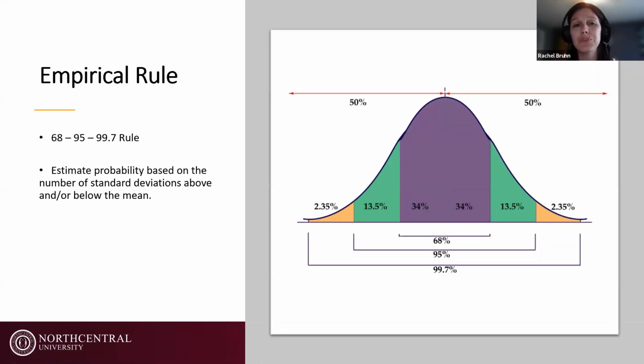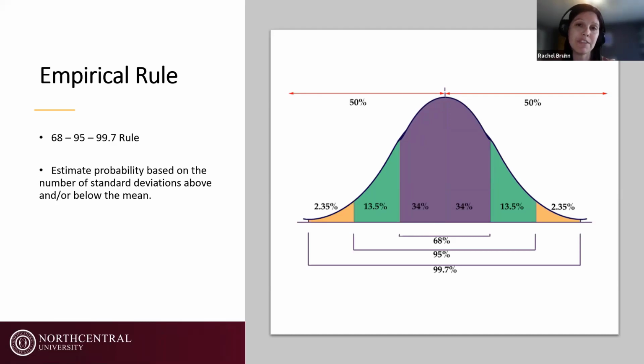So the empirical rule follows this 68, 95, 99.7 rule. And what that means is this middle percentage. From the low end of the purple section to the higher end of the purple section, this represents one standard deviation from the mean. That means I went one standard deviation below the mean, and I went one standard deviation above the mean. And that's this purple section. That would encompass 68% of people on that measure.